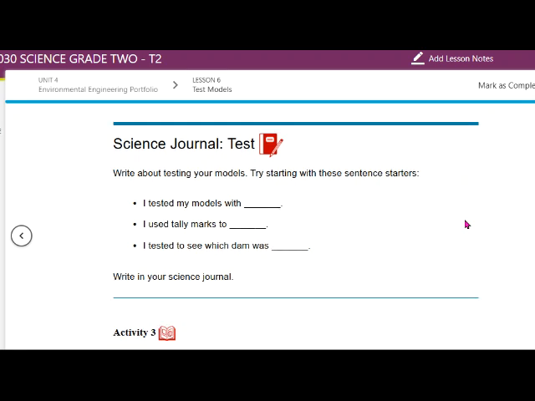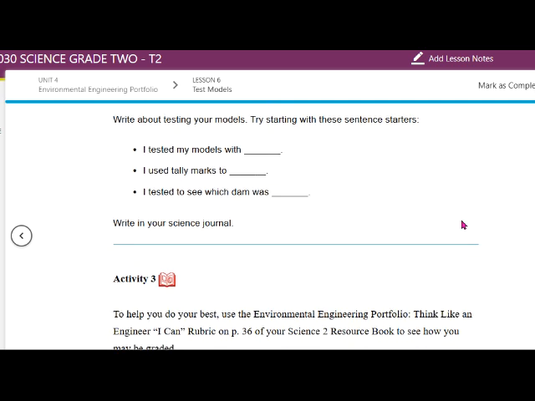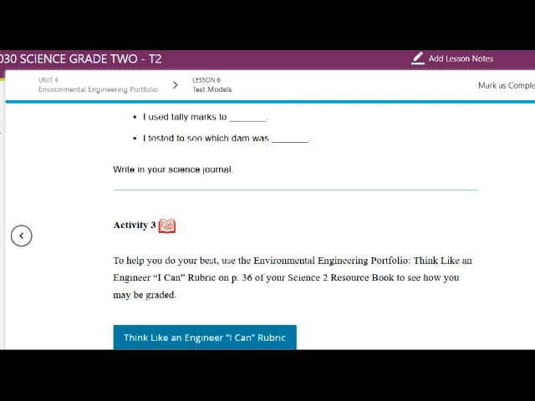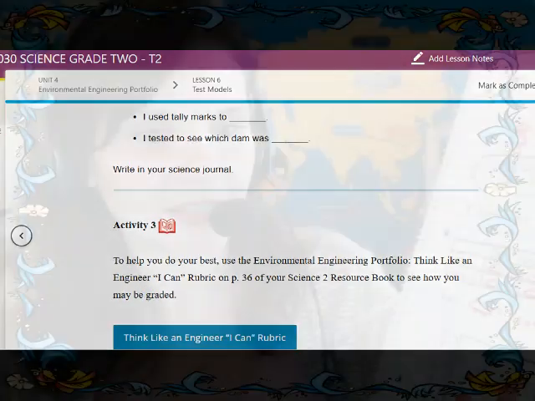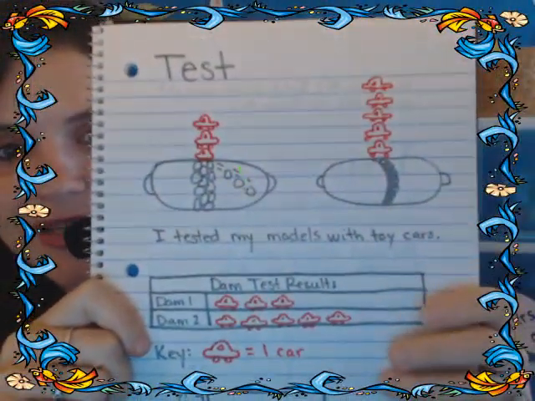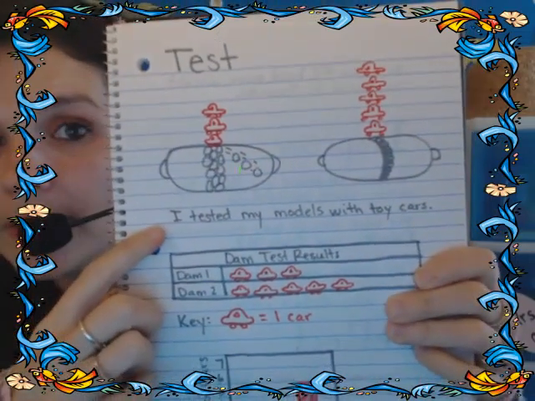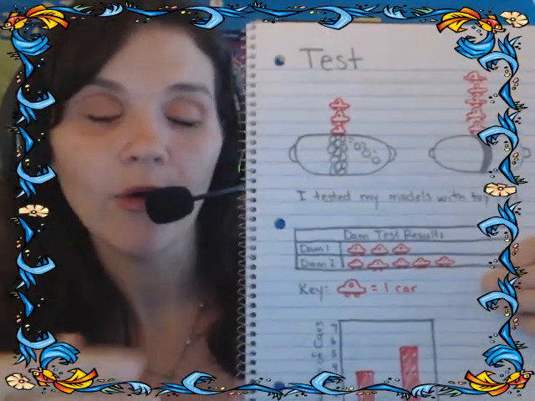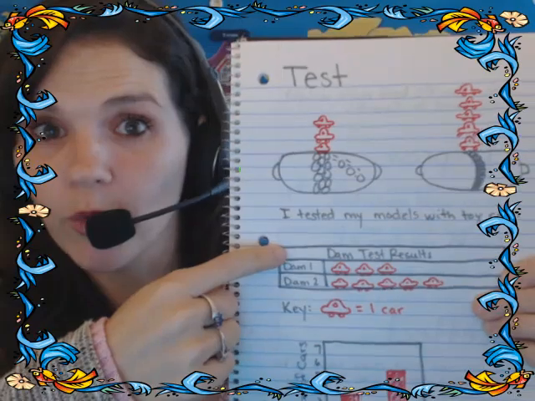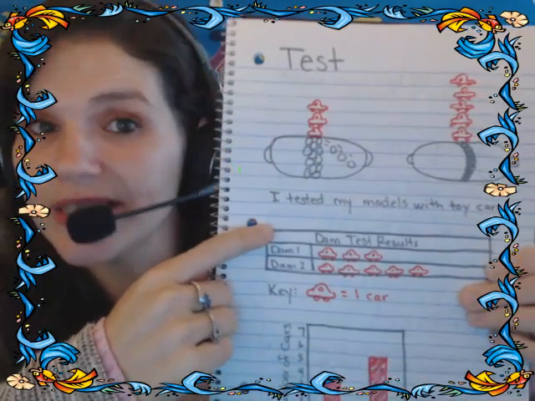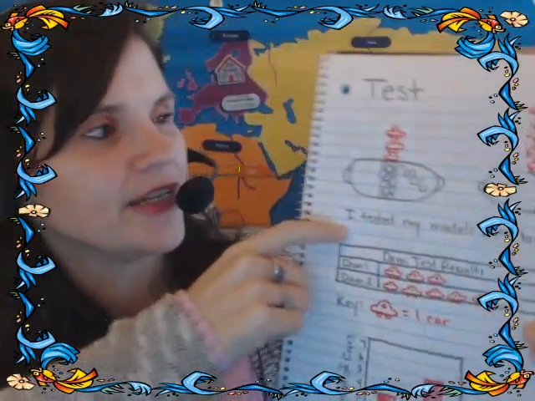All right, so write about testing your models and try starting with these sentence starters. I tested my models with, I used tally marks to, I tested to see which dam was. All right, so here is my example. I like to draw pictures, so I drew some pictures of my test. I tested my models with toy cars, so you need to tell your teacher what you're using for your weight. So if you're using books, that's fine. If you're using something smaller, that's fine too, but make sure you have it in your journal.